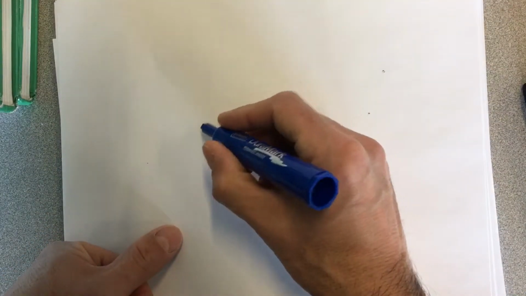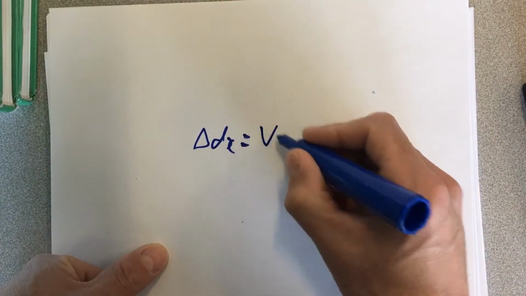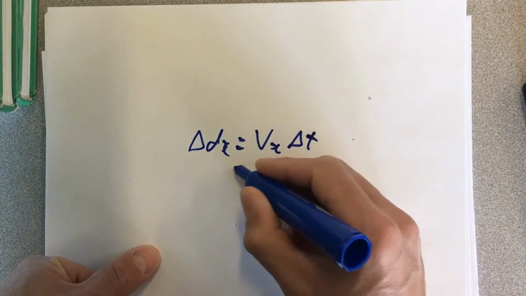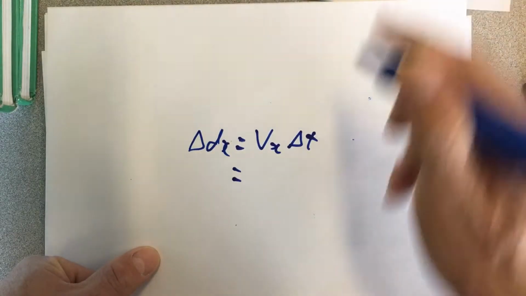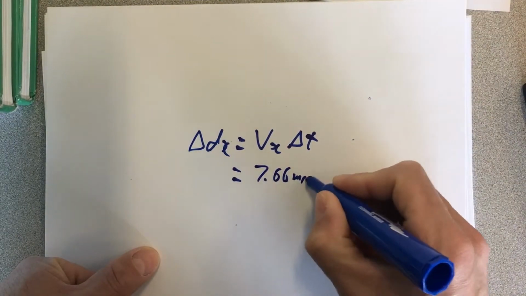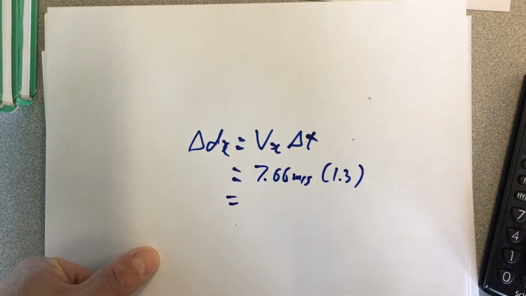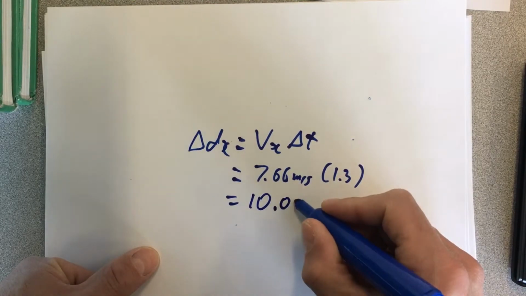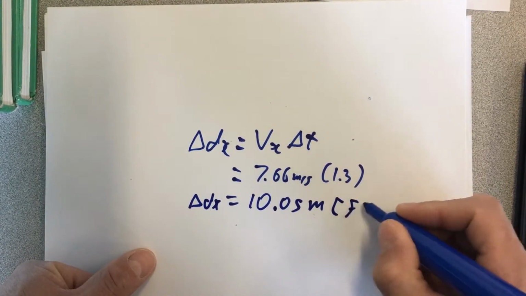What that means is that the displacement in the x direction, the forward displacement, is the forward velocity in the x direction times time. So that is 7.66 meters per second multiplied by 1.3 seconds. This goes forward 10 meters. Well, 10 meters and 5 centimeters, 10.05. And that's forward.